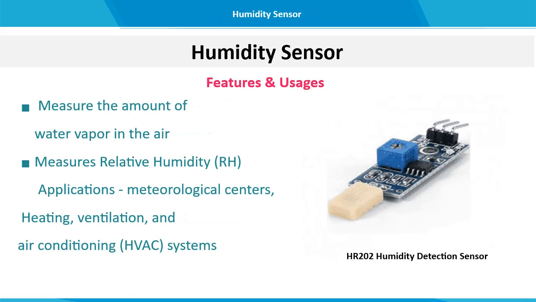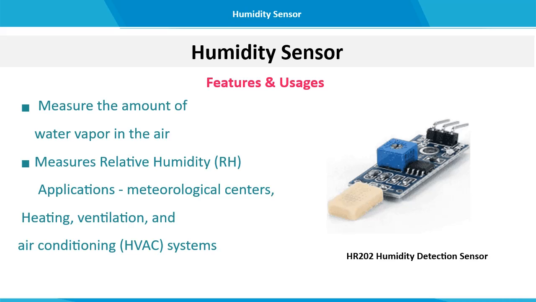Humidity sensors measure the amount of water vapor present in the air. In scientific term, we can say they measure relative humidity RH. These kinds of sensors are usually used in addition to the temperature sensor, where a manufacturing process requires absolutely perfect working conditions.